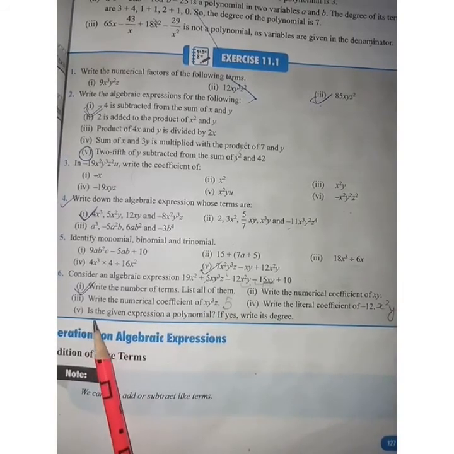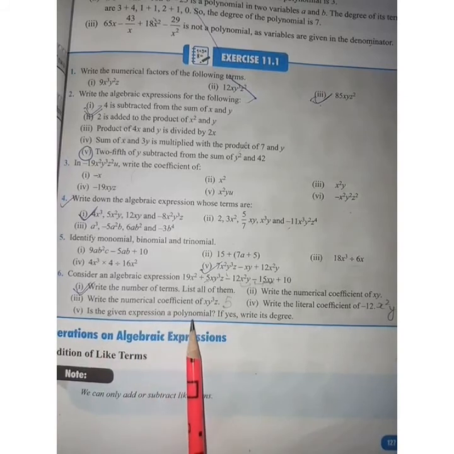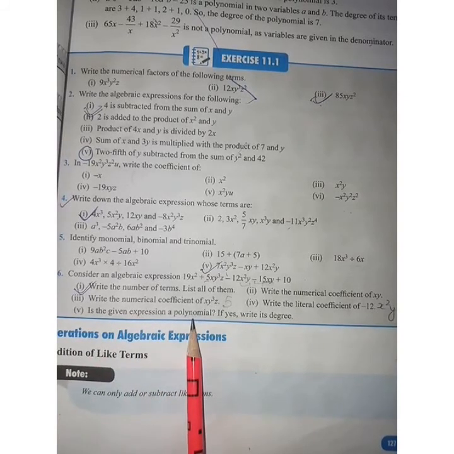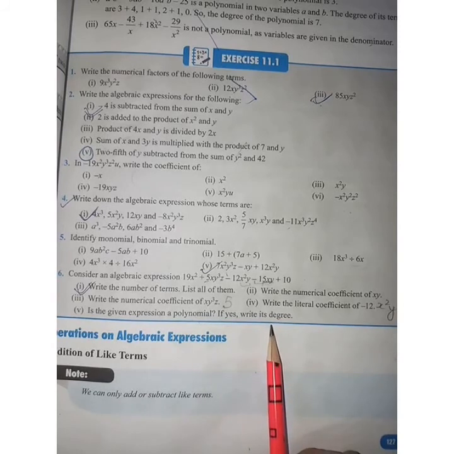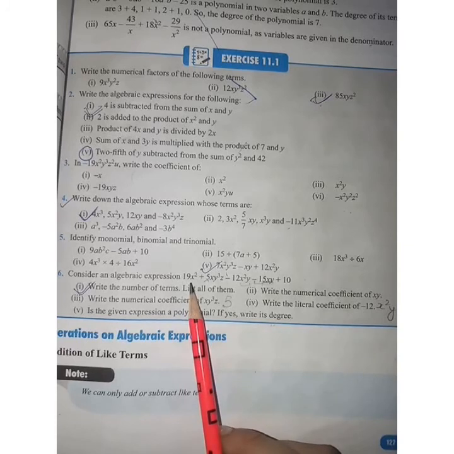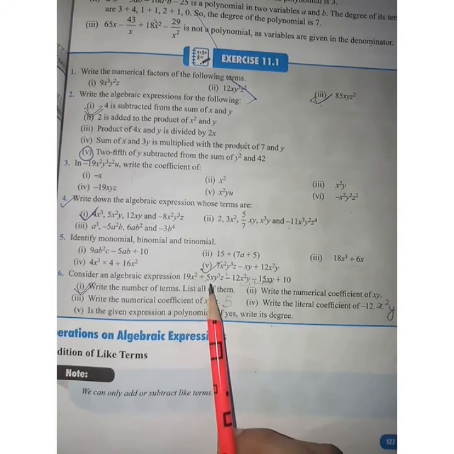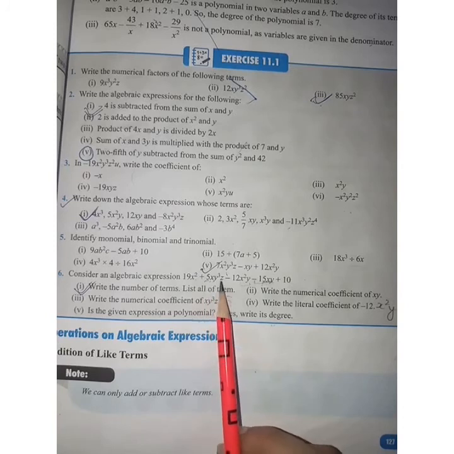The last question: is the given expression a polynomial? Yes, the given expression is a polynomial. If yes, then we have to write the degree. Degree means you have to write the highest power. In this case you have to find which term has the most variables. In the first term only 2 variables are used: x square means x is used 2 times. In the second term we are using a total of 5 variables: 1 x, then 3 times y, total 4, and z makes 5.